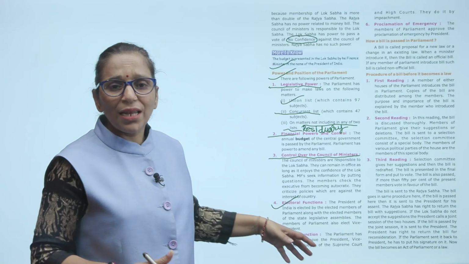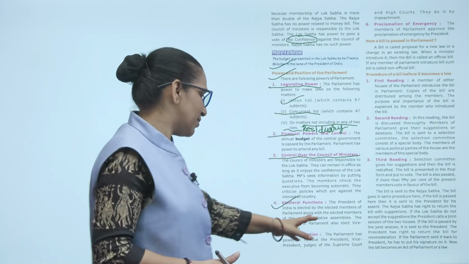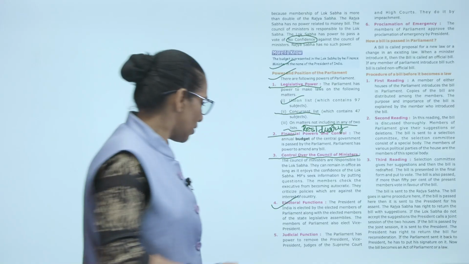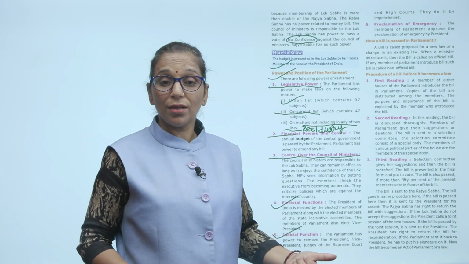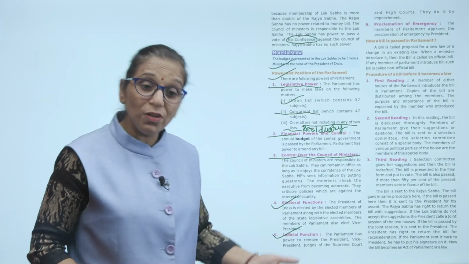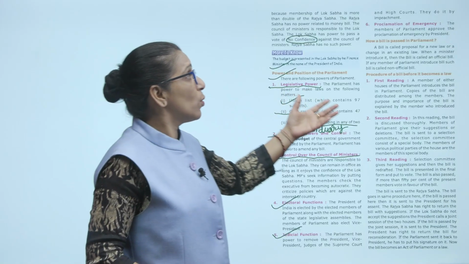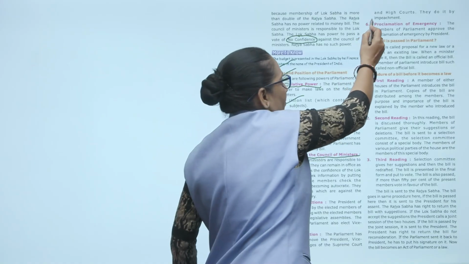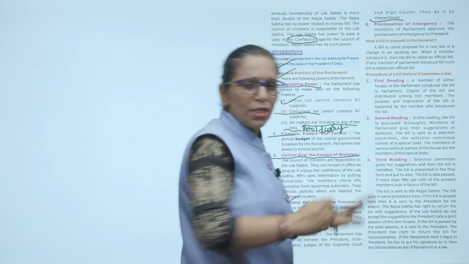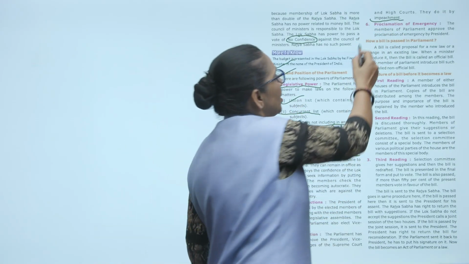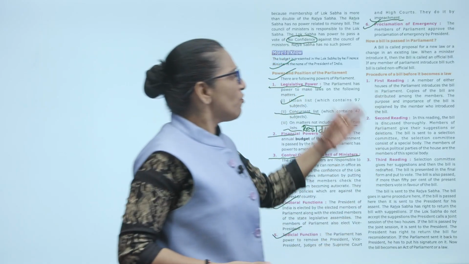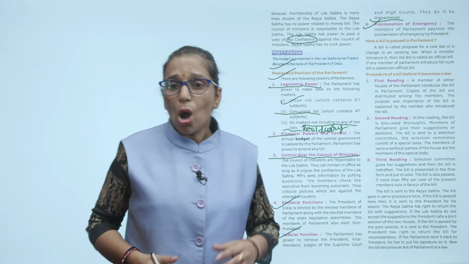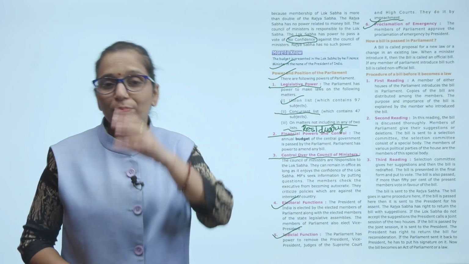So the members of Parliament also elect the Vice President. So electoral power is also there. And judicial function: the Parliament has the power to remove the President, Vice President, and Judges of the Supreme Court and High Court by bringing the impeachment motion. Through this motion they can remove them. Then the proclamation of the emergency. The members of Parliament approve the proclamation of emergency by the President.